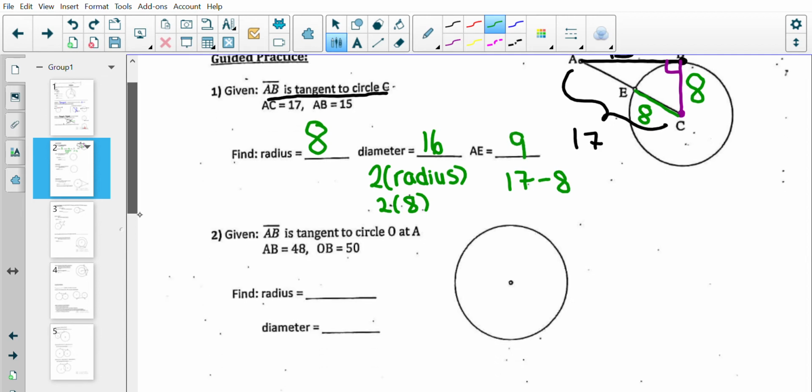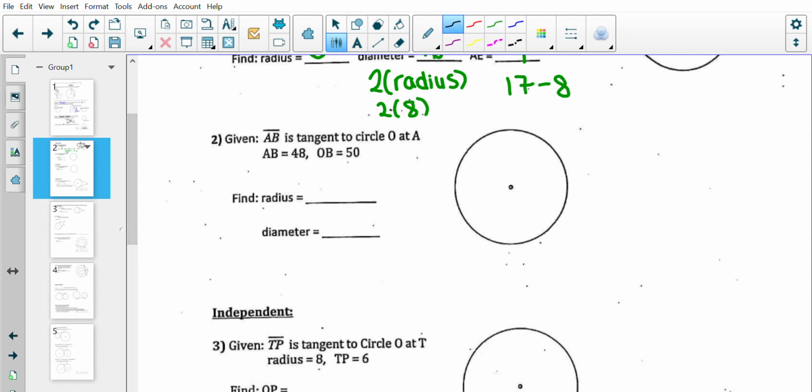Okay, next problem. We're going to draw our own diagram. AB is tangent to circle O at A. So this obviously is circle O. It's on top. And we're going to draw segment AB that's going to be tangent at point A. So I'm going to call that point A. And segment AB, so there's our segment, starting at A, ending at B.